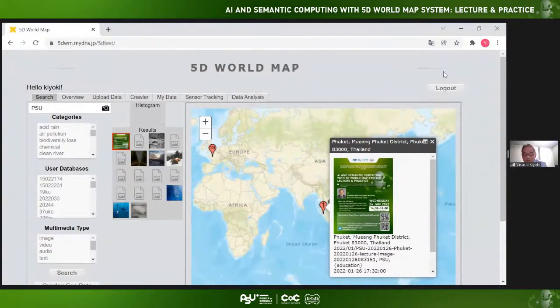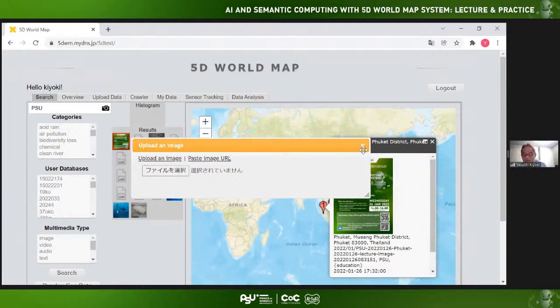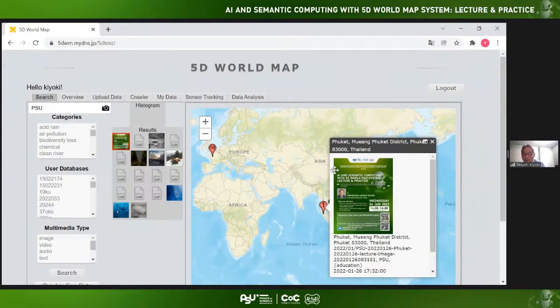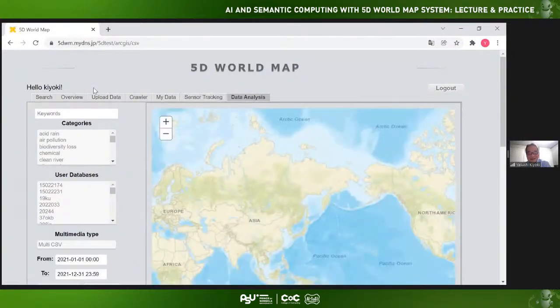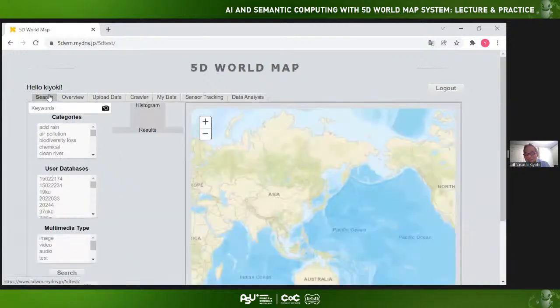Local and global data can be shared. And uploading is like this. And image retrieval is also available. Not working today, but image retrieval with color space is also available. And many data analysis. Okay. Next time, let's share this system all together. We can share this system with you. Okay.